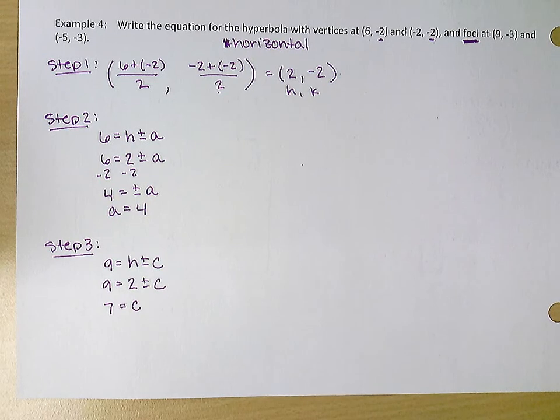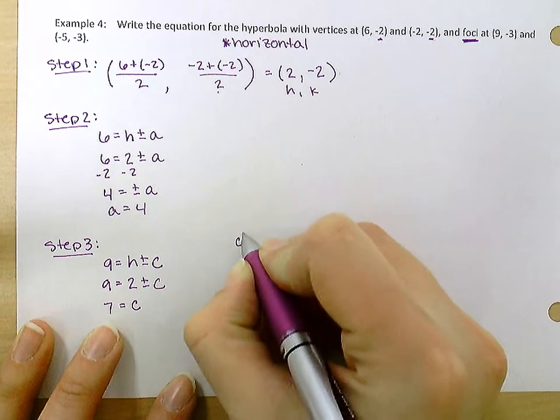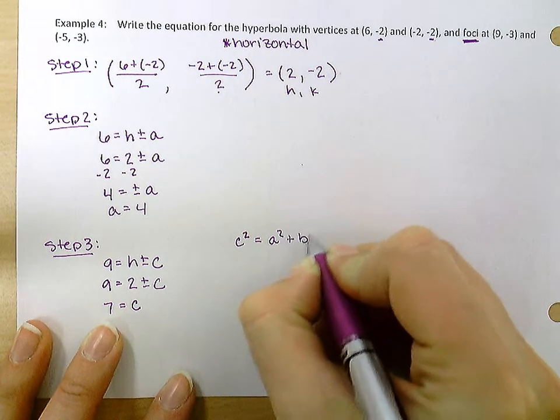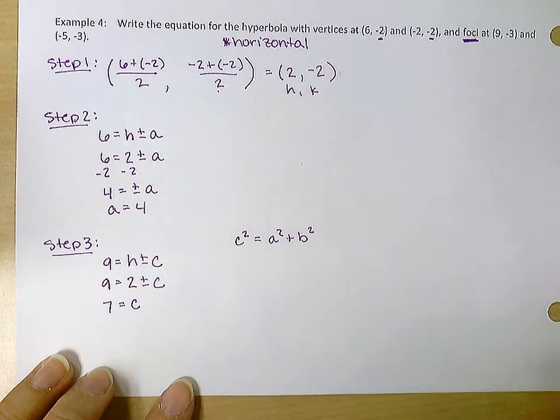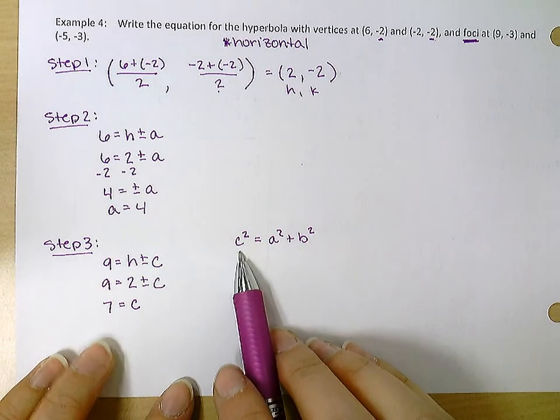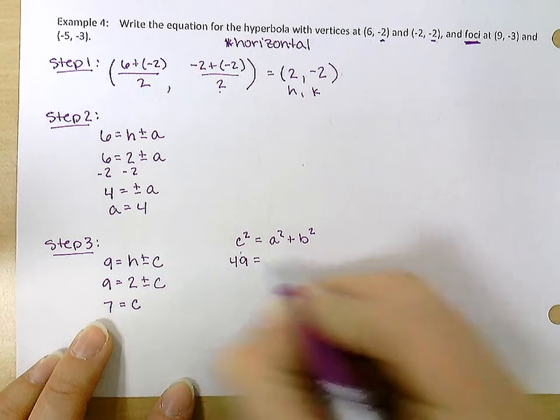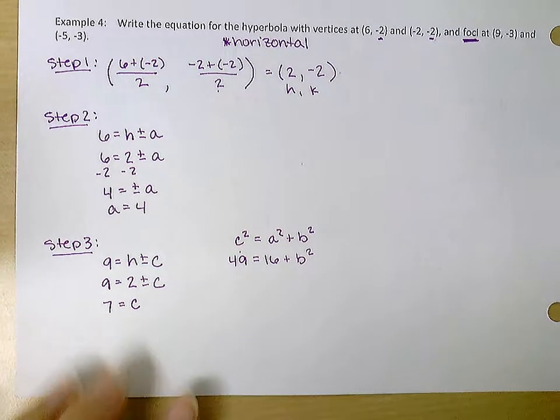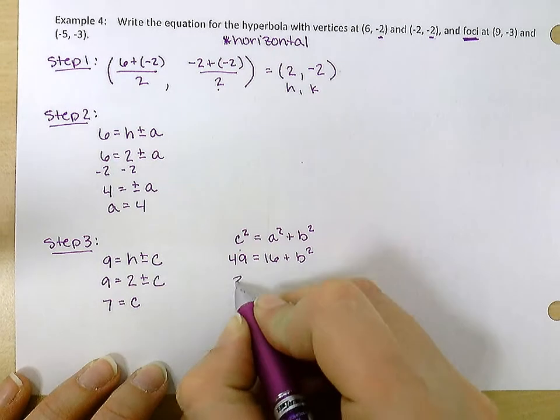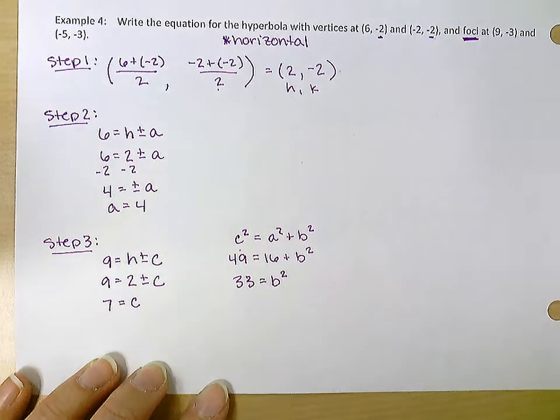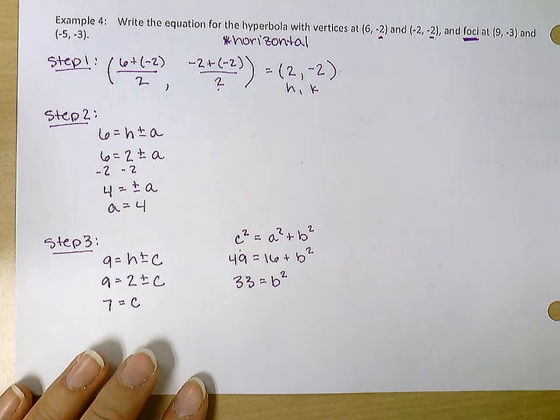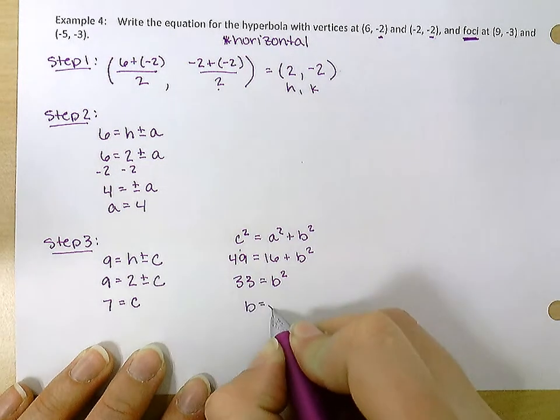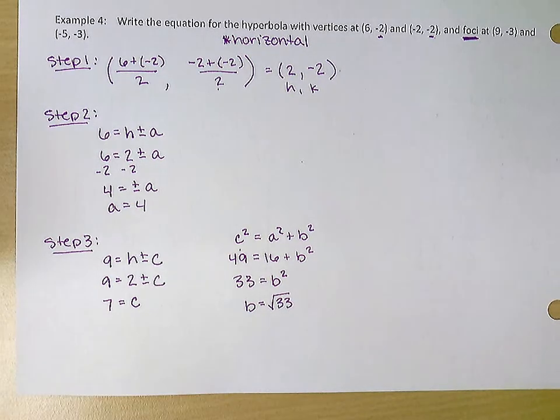So now I know what a and c are. I need to use that to find b. So I need to use the equation c squared is equal to a squared plus b squared. Plugging in 7 for c, we get 49. And 4 for a, we have 16 plus b squared. Subtract 16 from both sides, and then take the square root of both sides to get b is the square root of 33. Again, we want to leave it like that because at the end you're going to square it anyways.